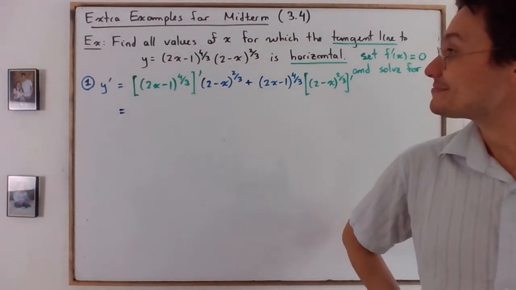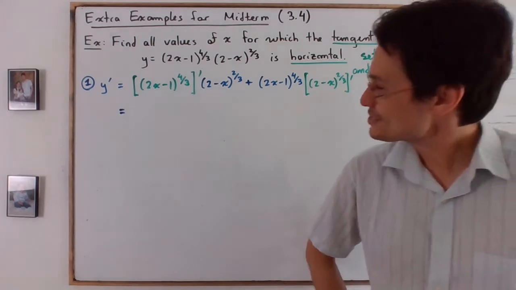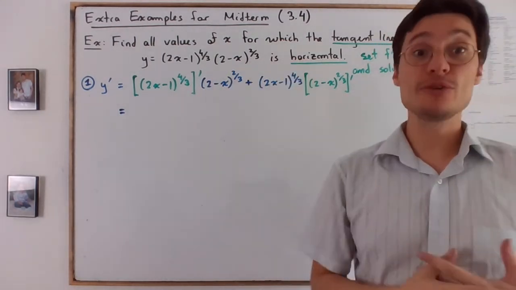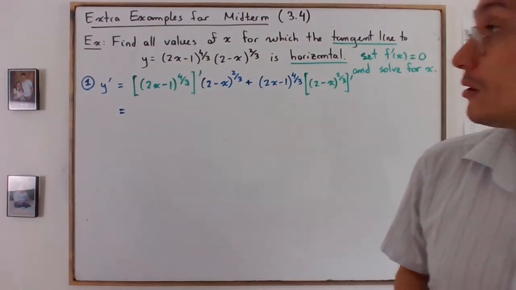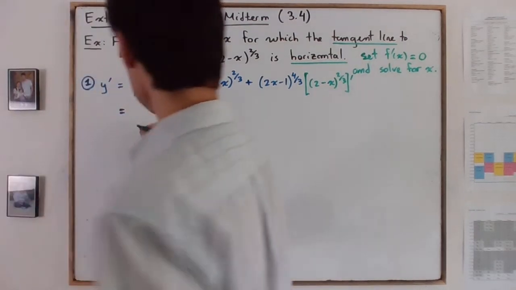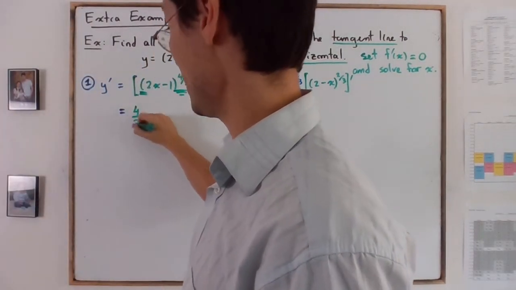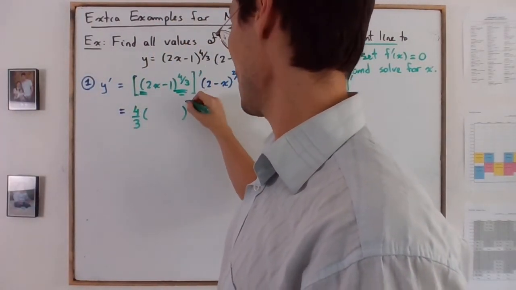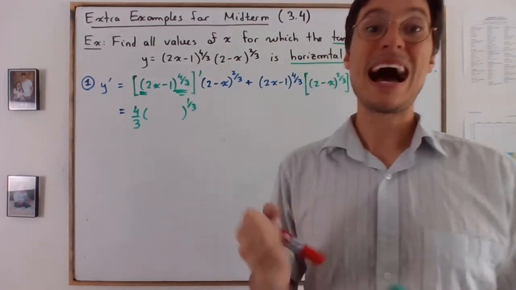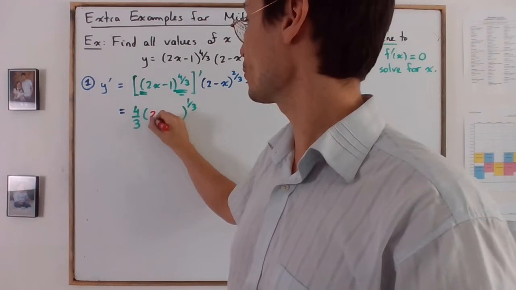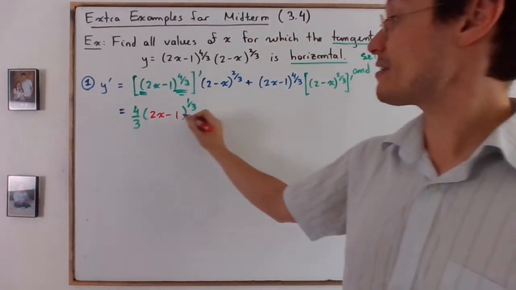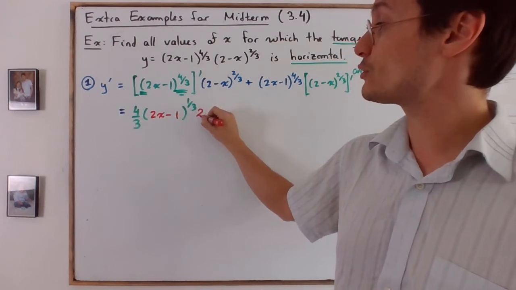All right, so now each of these derivatives will use the chain rule. I like color coding my chain rules. You know me, guys, at that point. So 4/3, bracket, outside-inside rule. This is the derivative of the outside function. I stick the inside in, so 2x minus 1. And then take the derivative of the inside function, which turns out to be just 2.